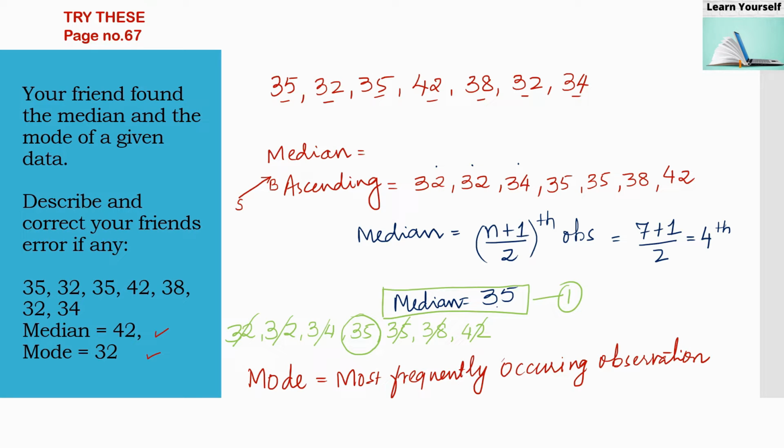Here when we see, 32 is coming 2 times and 35 is also coming 2 times. So both numbers are coming twice. So here our mode is going to be 32 and 35 both. Here we have two modes, 32 and 35, because both the numbers are appearing twice in our data. So what is our mode? The most frequently occurring observation is the mode.